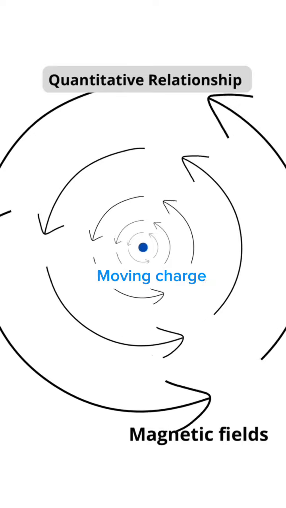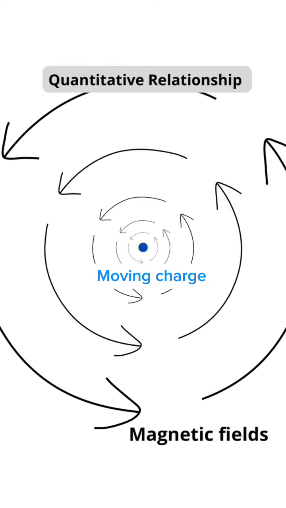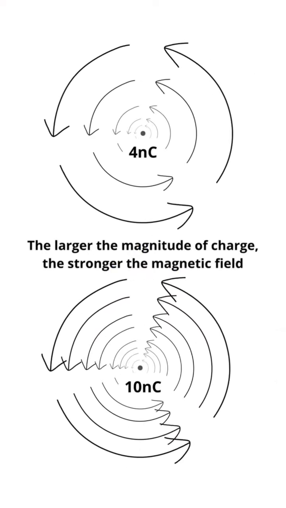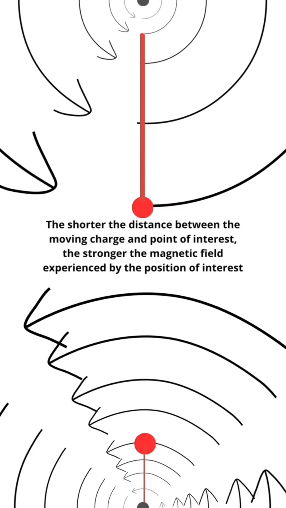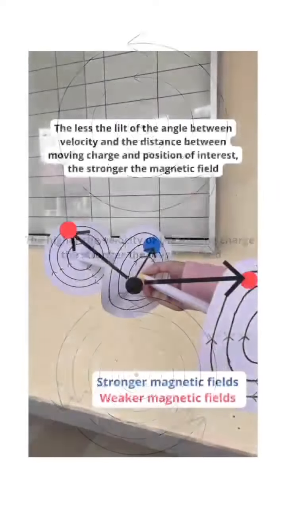similar concept to what we learned in Chapter 1. However, in Chapter 1, a stationary charge produces an electric field, while a moving charge produces a magnetic field. Just like before, a greater charge results in a stronger magnetic field. The magnetic field is stronger when the position of interest is closer to the moving charge. Additionally, the faster the charge moves, the stronger its magnetic field.